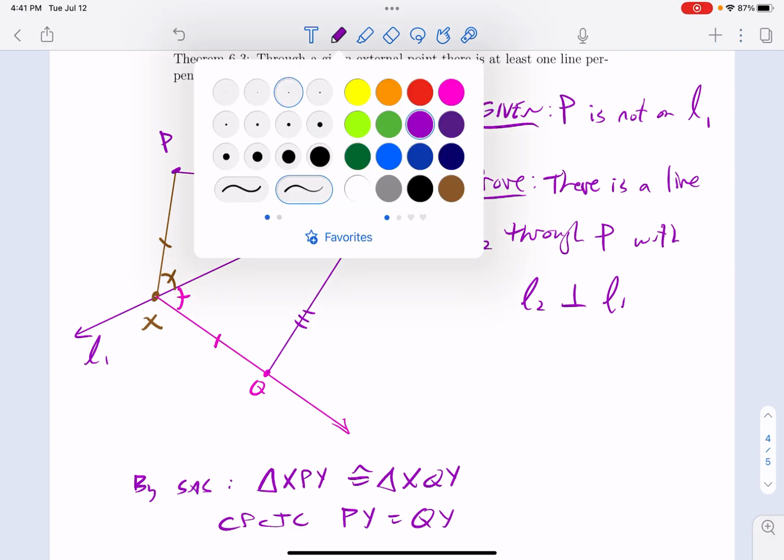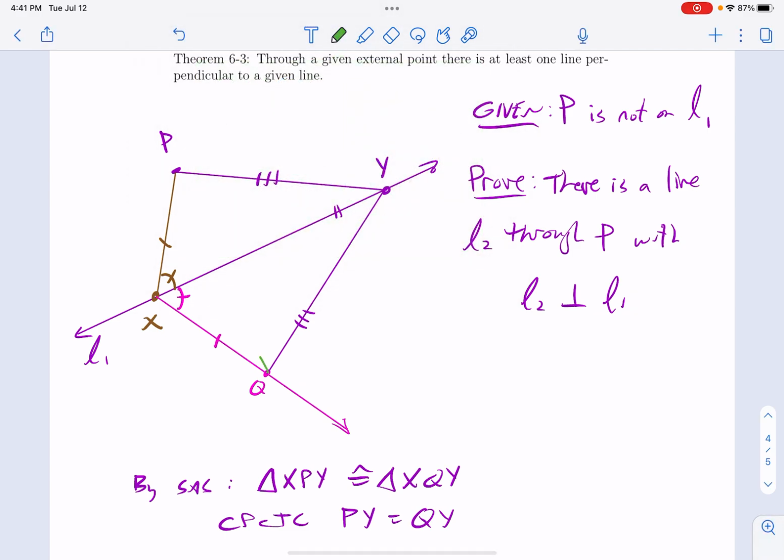Now let's draw in segment PQ. So what do I know? I know X is equidistant from the endpoints of that segment. XP is the same as XQ. So how far is X from the endpoints of the green segment? Same distance. Same with Y. Y is equidistant from the endpoints.